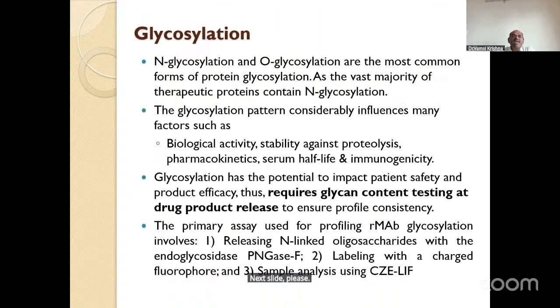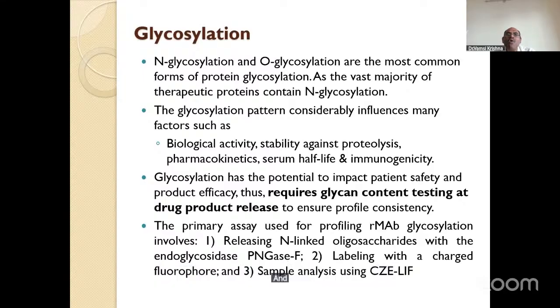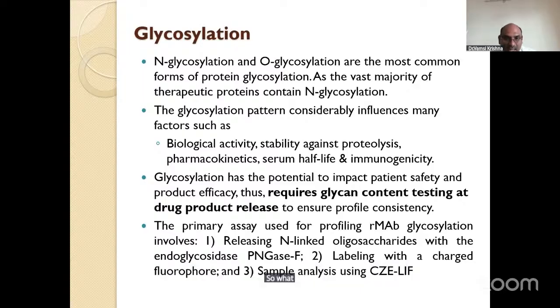And we have already discussed, in capillary gel electrophoresis, glycosylation. This is another important critical quality attribute of biopharmaceuticals. Generally there may be N glycosylation and O glycosylation, and among these, N glycosylation is the most common form. In the majority of therapeutic proteins, we can observe N glycosylation. So what is the importance of this glycosylation?